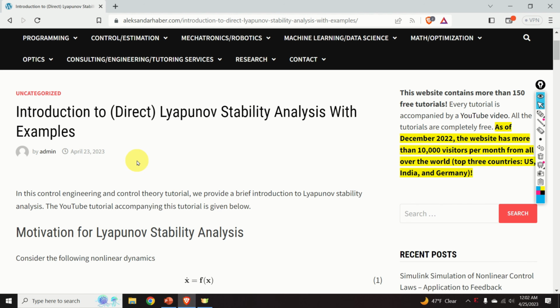In this particular tutorial, we provide an introduction to Lyapunov stability analysis of dynamical systems, and we provide examples.